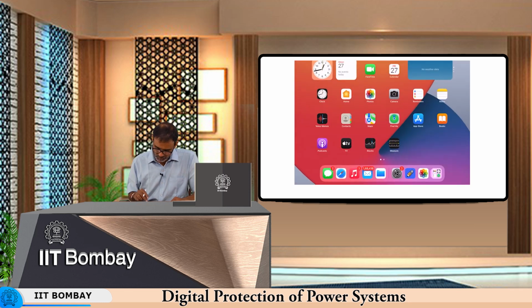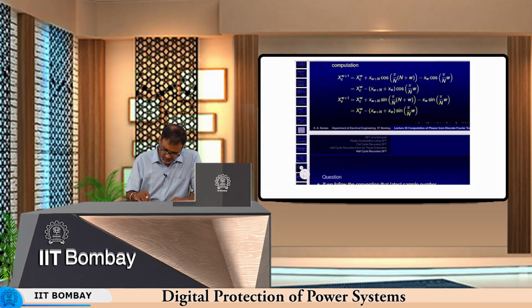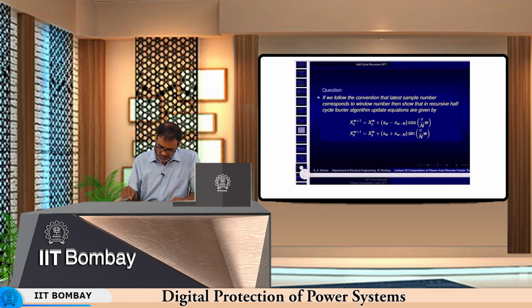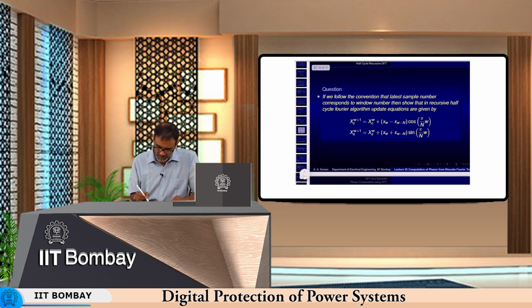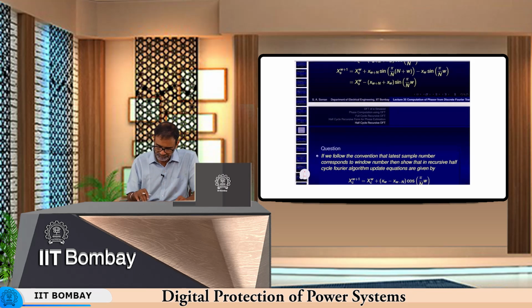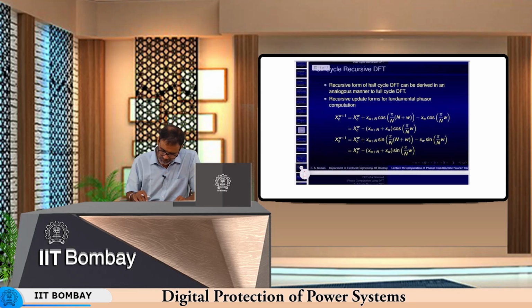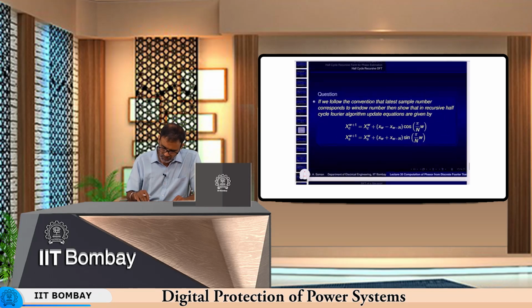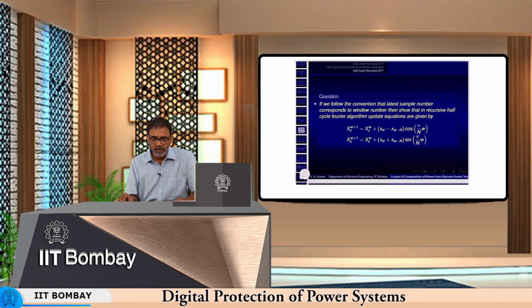Okay. Here this is a typo, of course, it should be w plus n. Okay. So, it is the latest window number versus the window number of the first sample. Okay. So, you can do this and see for yourself. We will end phasor computation using DFT here at this point.